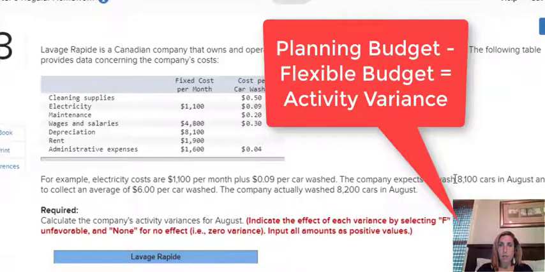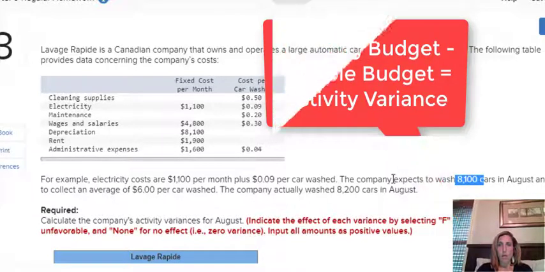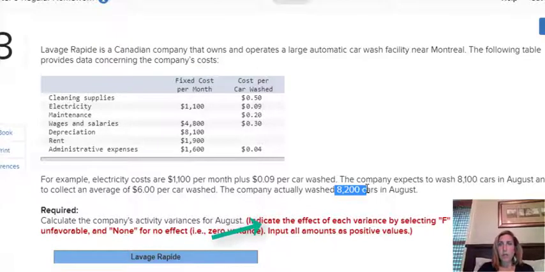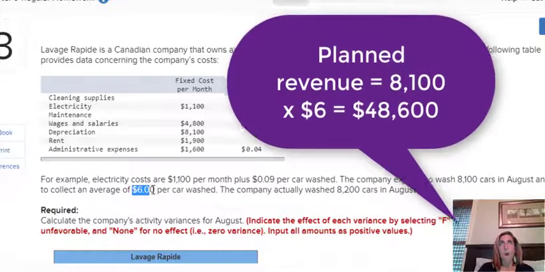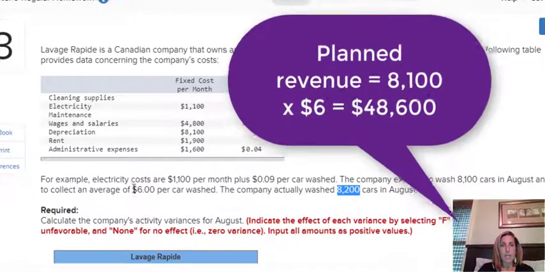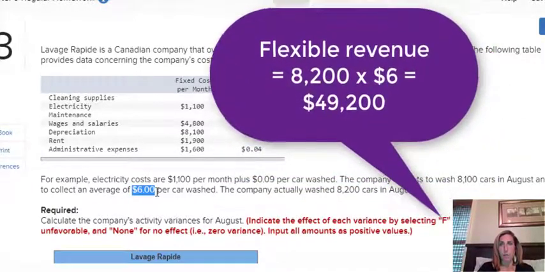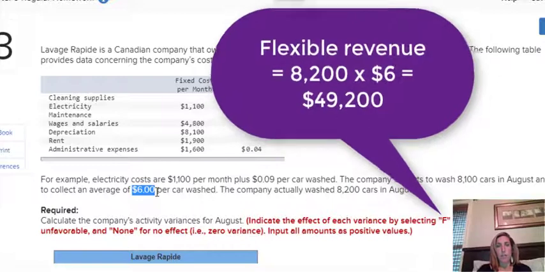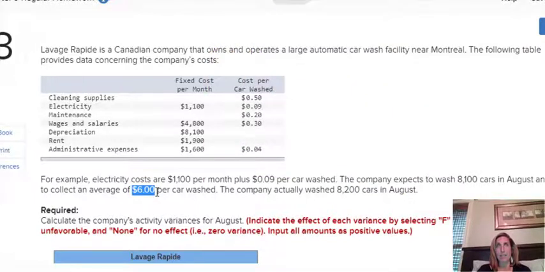The planned amount is always based on the estimated or expected number of units. The flexible is based on actual units. Now we could recreate the entire planning budget by taking the expected number of cars and multiplying by $6 to generate the total revenue, and then taking the actual cars and multiplying by $6 to generate the total revenue on the flexible budget. Subtract those two amounts to find the total difference in your activity variance.